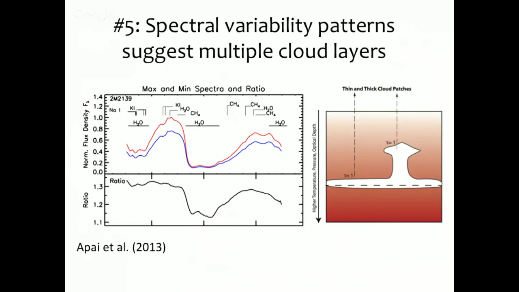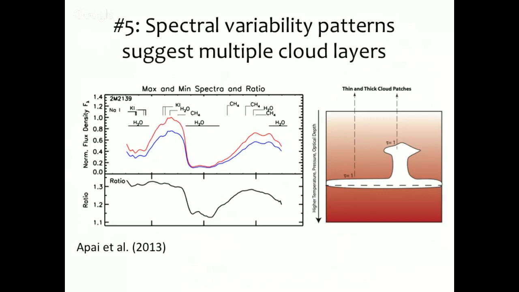When we look at not just the photometric variability, but also how variability changes as a function of wavelength, this is work that's been really headed up by Daniel Apai at the University of Arizona. We also see some indications of vertical structure. This is from WFC3 data. These are the extreme spectra observed over the course of one rotation period for this source, and this is the ratio of them. You can see there is a definite change in the spectrum at these flux peaks, but less so here in the water bands.